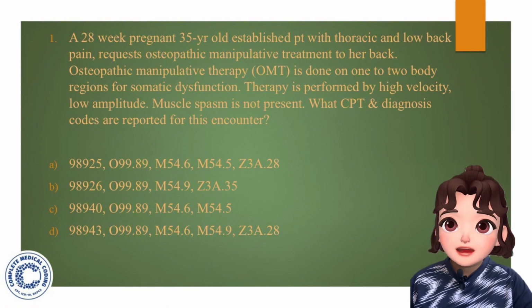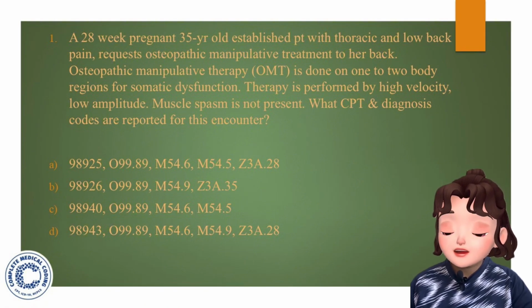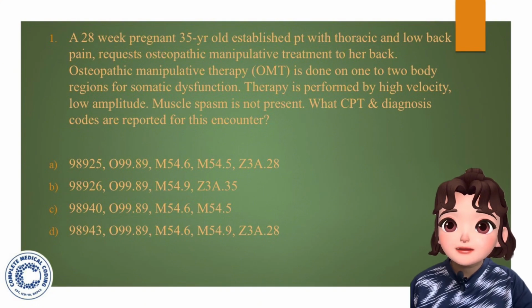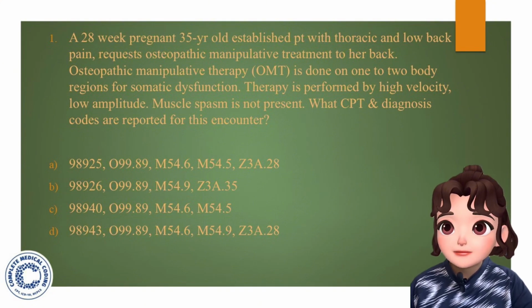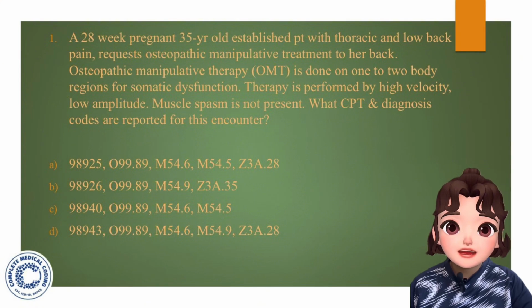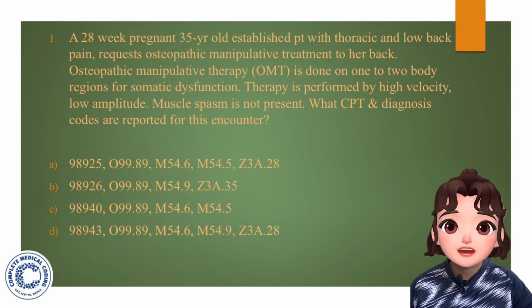Osteopathic manipulative therapy is done on 1 to 2 body regions for somatic dysfunction. Therapy is performed by high velocity, low amplitude. Muscle spasm is not present. What CPT and diagnosis codes are reported for this encounter? So here in this question, the patient is 28-week pregnant. But what is the current treatment going on for this patient?